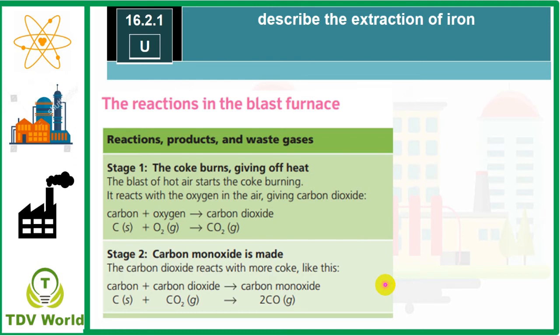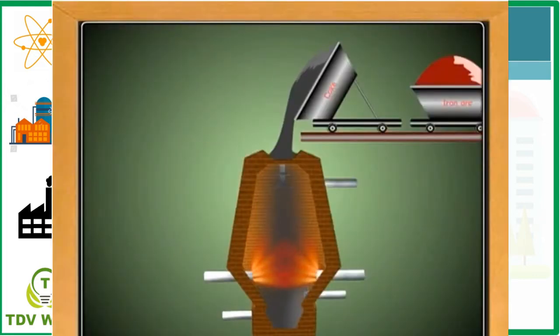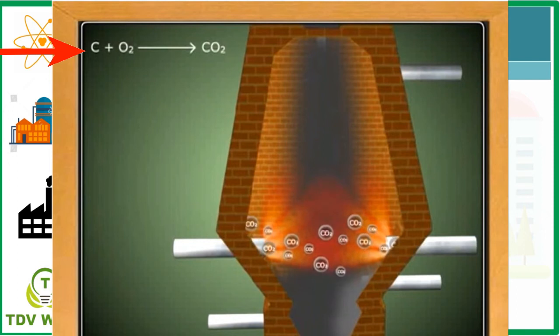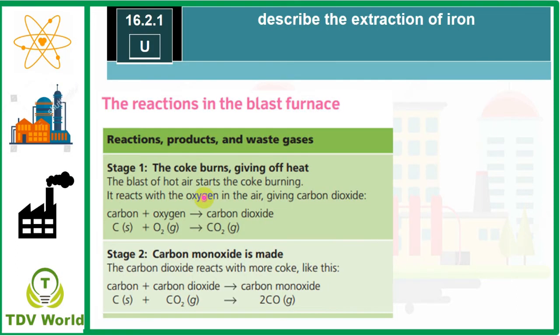It reacts with the oxygen in the air, giving carbon dioxide. So this is the first reaction that is going to happen. The coke is going to burn. So coke is going to react with oxygen to make carbon dioxide. As I said, coke is simply carbon. So carbon will react with oxygen, and as a result, in the product, you will get carbon dioxide. This is the first step.